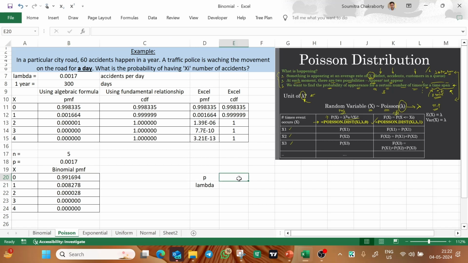So always remember, when the Poisson rate of appearance, lambda, is small, it has to be very small in order to approximate it in terms of the binomial distribution. Otherwise, you cannot use the binomial distribution for Poisson. That will give you error in your results. So this is one important point that you need to remember.